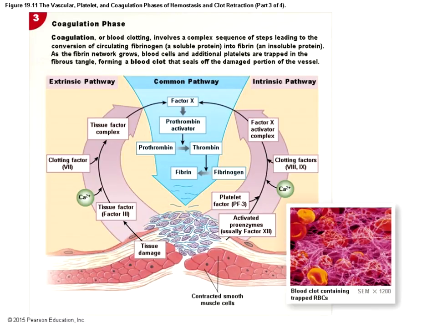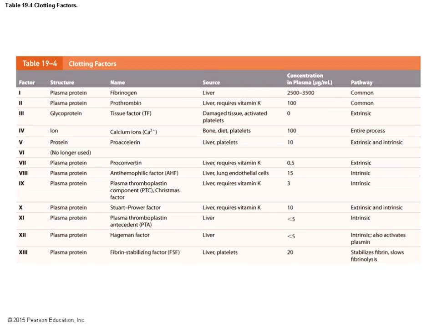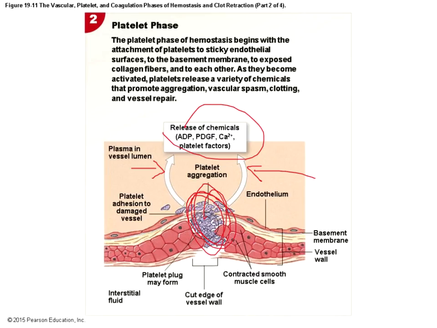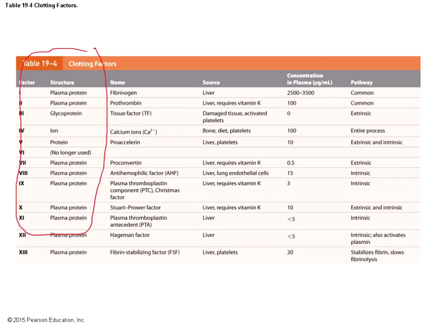So you don't need to know all of these individual clotting factors that are listed here, but I do want you to have a general snapshot of what's happening in each of the different phases of hemostasis, 1, 2, and 3.